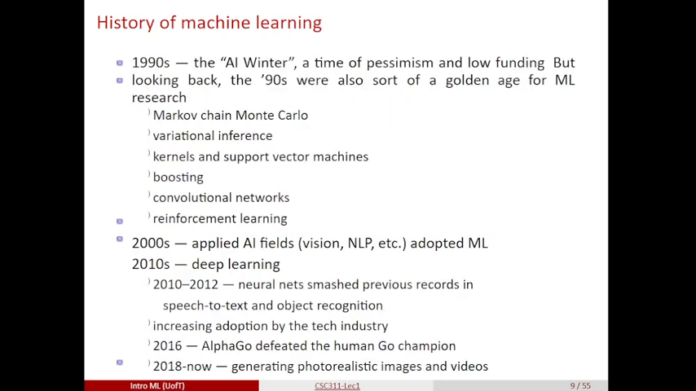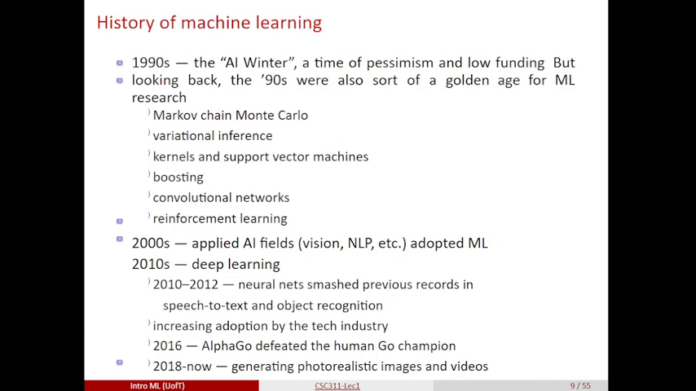In the 1990s, the AI winter, as it was called, was a time of pessimism and low funding for AI. But looking back, the 90s were also a sort of golden age for ML research. For example, Markov chain Monte Carlo, variational inference, kernels and support vector machines, boosting, convolutional networks, and reinforcement learning were all sort of breakthroughs in machine learning research. In the 2000s, applied AI fields for vision and NLP, etc. were examples of machine learning being adopted in certain aspects of society.